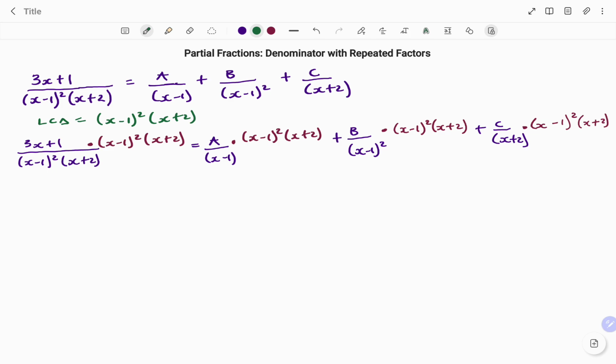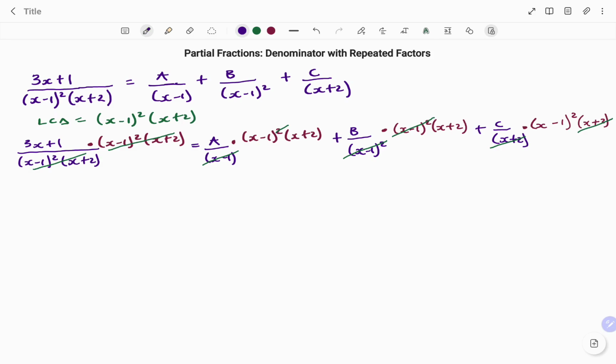If we simplify, we look for the same factors at the top and at the bottom. X minus 1 all squared, x plus 2 divides x minus 1 squared, x plus 2, that cancels. If we go to the a term, we have x minus 1, it takes out the squared we have at the top here. We have x minus 1 squared, and on the last term, we have x plus 2.